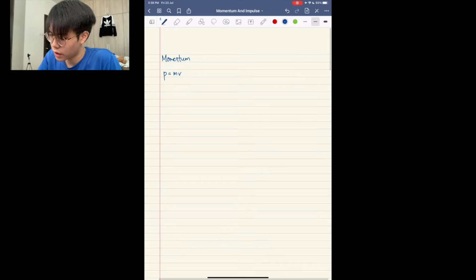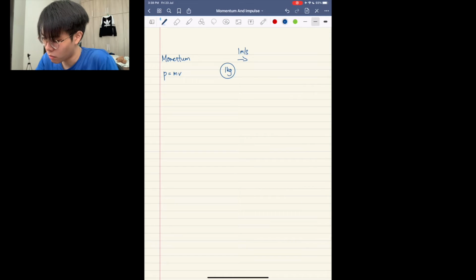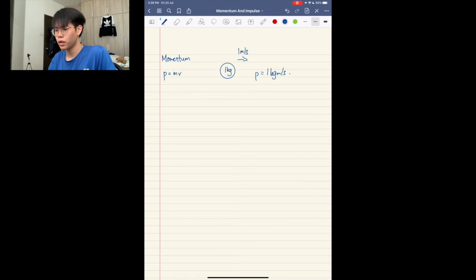So for example, if I have a ball which is 1 kilogram and it's moving with the velocity of 1 meter per second, we say it has momentum of 1 kilogram meter per second. So the unit of momentum is kilogram meter per second.